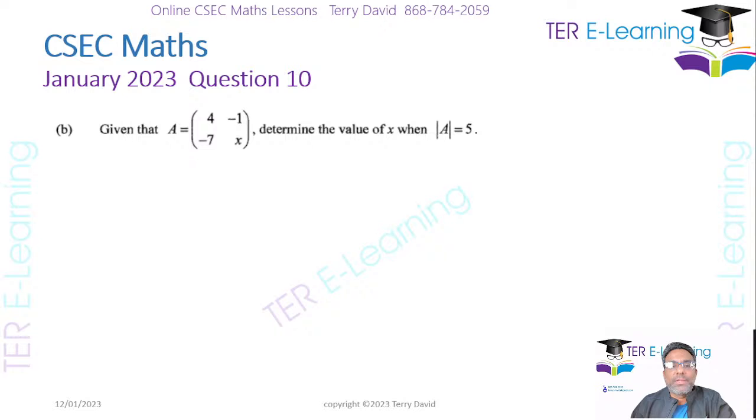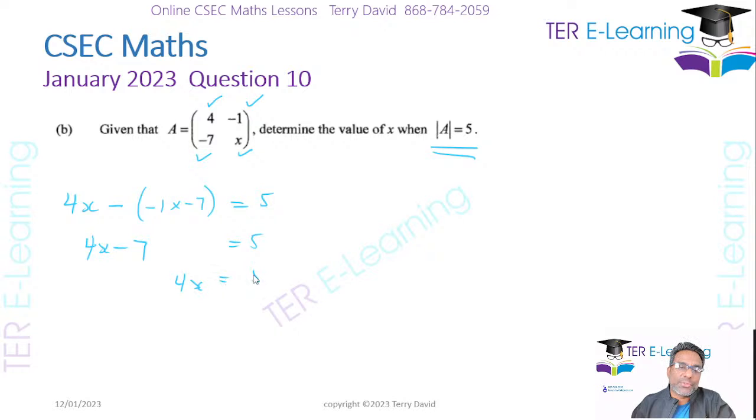Alright, what else do we have to do here? They gave us a matrix A, and what they're telling us is that the determinant of this matrix is 5. For the determinant, we take this and multiply by this first. So that's 4 by x, minus, then we take this and multiply by this. So that's minus 1 multiplied by minus 7. But it told us the determinant is 5. So 4x minus 7 is equal to 5. 4x is equal to 5 plus 7. 4x is equal to 12. And therefore x is 12 over 4. So x is equal to 3.